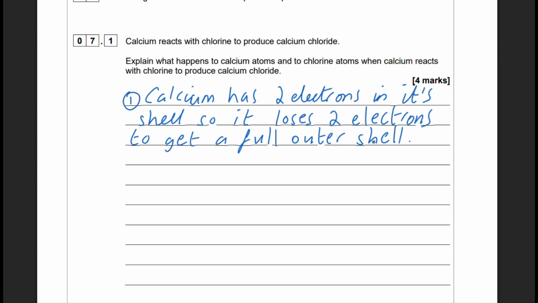Once it's lost those 2 electrons, the calcium atom is not a calcium atom anymore. It is now a calcium ion with a charge of 2+. Now what happens to the chlorine? Chlorine is in group 7, so it has 7 electrons in its outer shell. It only needs 1 more electron, but you've got 2 electrons donated by the calcium. So for each calcium you need 2 chlorine atoms to accept those 2 electrons.